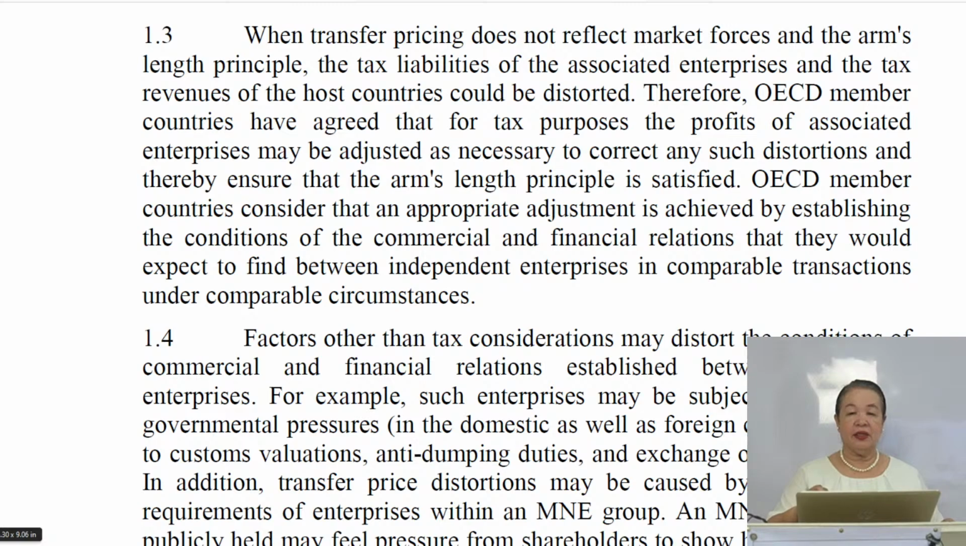OECD member countries. What is the OECD? The OECD is the Organization for Economic Cooperation and Development, and it is housed in Paris, France. It is a non-stock, non-profit corporation, and it has the Center for Tax Policy and Administration of the World. Right now, the project of the OECD is how to cope with the situation of the pandemic and to help taxpayers in their difficulties.